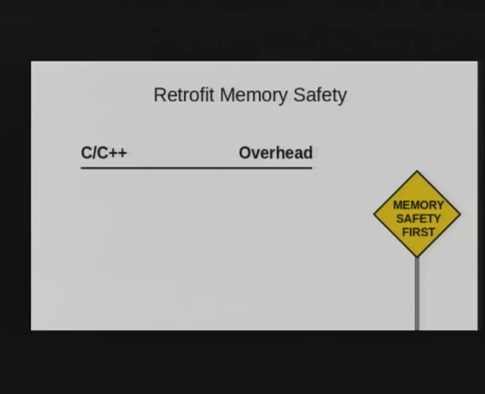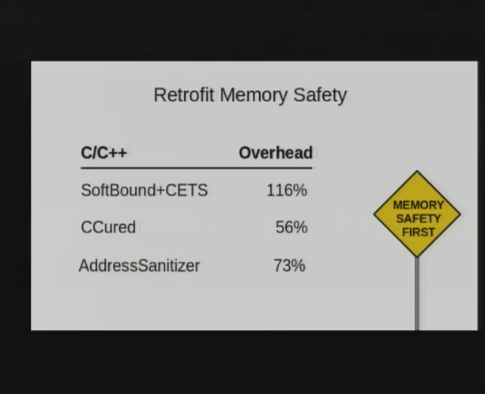So several systems have been proposed to retrofit memory safety on top of C and C++. So there has been SoftBound and CETS, which is roughly 116% overhead if you run it on software. There's SecureC, which has lower overhead, but comes with an additional cost of rewriting software or that it doesn't work for all the software. And there's AddressSanitizer, which has lower overhead than SoftBound and CETS, but comes with an additional restriction of unsoundness, where it doesn't find all the bugs and is restricted in its practicality in some ways.